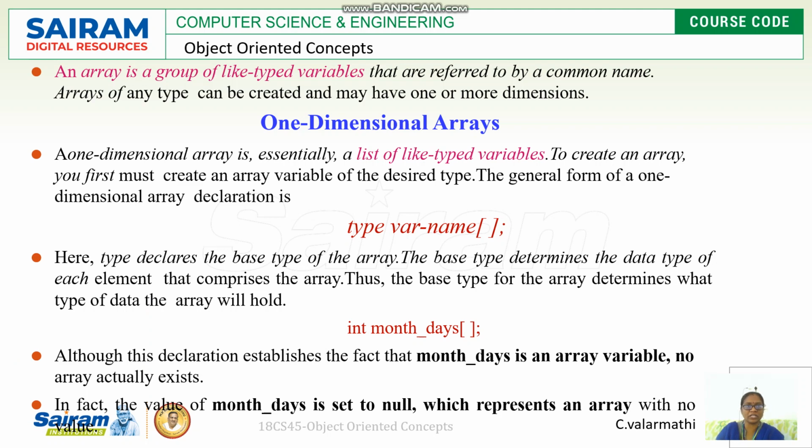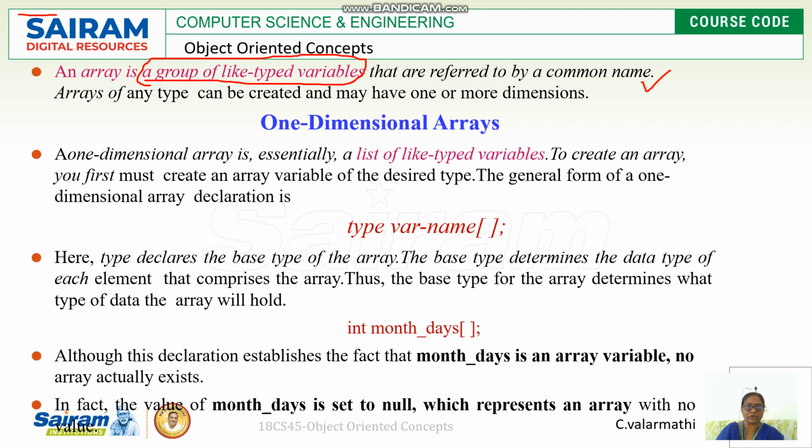Fine. We know the meaning of array. Array is a set of elements of the same type, right? In other words, we can say that an array is a group of like-typed variables. So it is a group of like-typed variables that are referred to by a common name. So here arrays follow one common name.